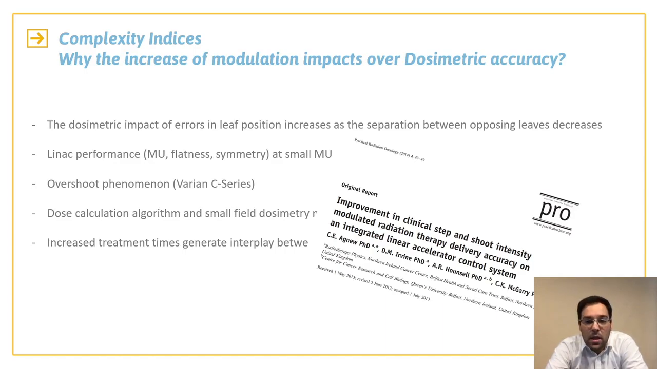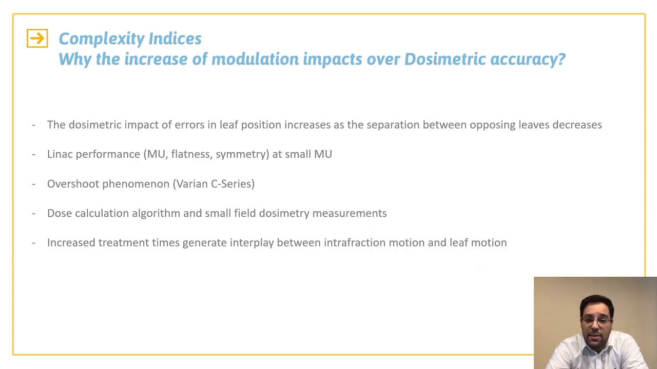This effect is not seen in TrueBeam machines because the time for the control logic is 5 times faster. The dose calculation algorithm performance and small field dosimetry measurements for commissioning of those algorithms have great impacts because of the modulation. The characteristics of the MLC, such as tongue and groove and leaf and interleaf transmission modeling, have an effect as well. And the increase of treatment times because of multiple segments with higher MUs generates an interplay effect between intrafraction motion and leaf movements.